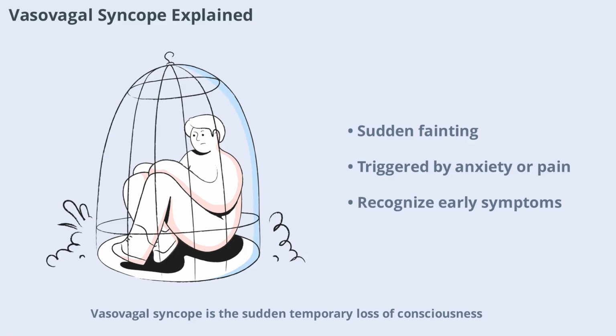Vasovagal syncope is the sudden, temporary loss of consciousness, often triggered by anxiety, fear, or pain during dental procedures. It's the most common emergency in dental settings. Patients may experience lightheadedness, dizziness, pallor, nausea, sweating, and fainting. The underlying mechanism involves a vagus nerve reflex that slows the heart rate and dilates blood vessels, reducing blood flow to the brain. Recognizing these early warning signs is crucial for timely intervention and patient safety.